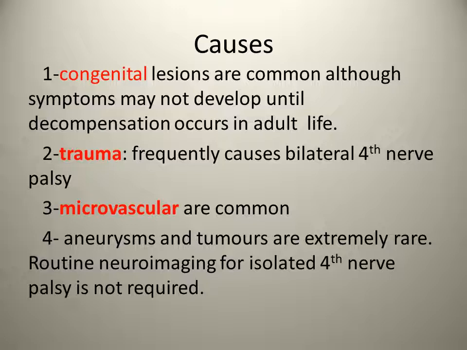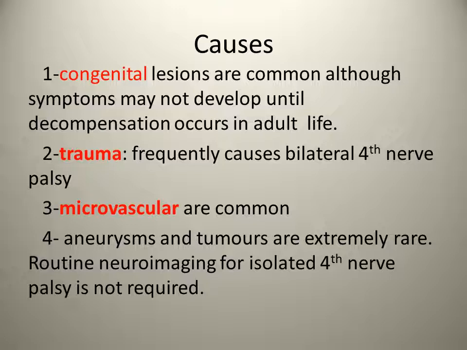Number two, trauma. Trauma is a frequent cause and frequently it causes bilateral palsy. A typical example is a road traffic accident, or a child or adult riding a bicycle, where the family says he fell and hit his head on the pavement, and his eye went up, whether unilateral or bilateral. This is a typical traumatic fourth cranial nerve palsy.